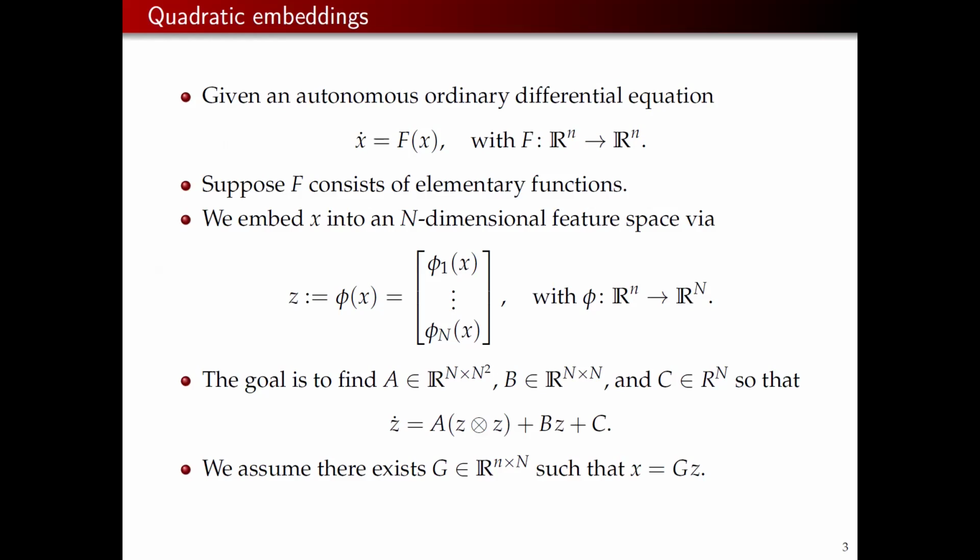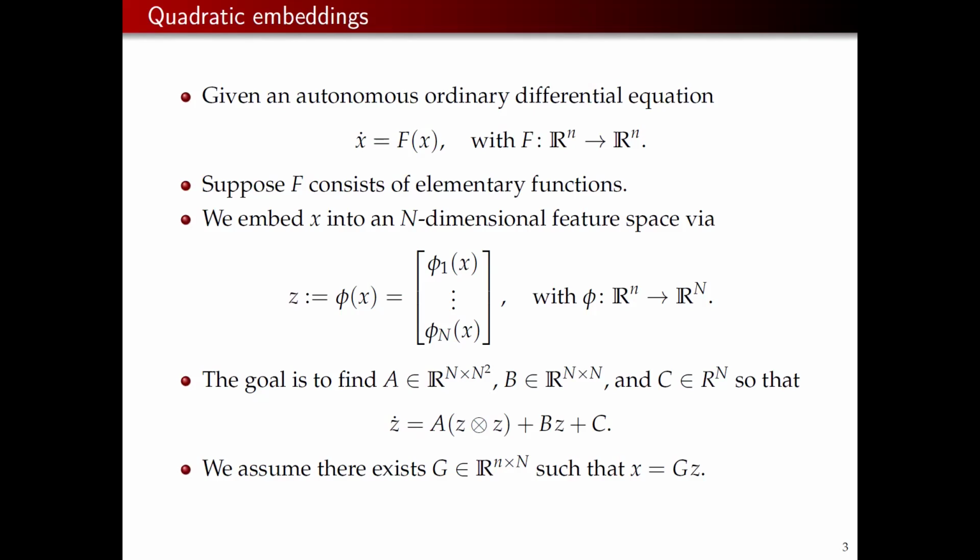Now the goal is, again, we want to embed our system into a higher dimensional space. This is here denoted by capital N. So we are going from a lowercase n-dimensional space to a capital N-dimensional feature space. And we want to find a transformation of the dynamics, which is here denoted by phi, so that the dynamics become not linear, but quadratic in this case. That's the main difference here. So the goal is to find matrices A, B, and this vector C, so that the dynamics in this lifted space are of this form.